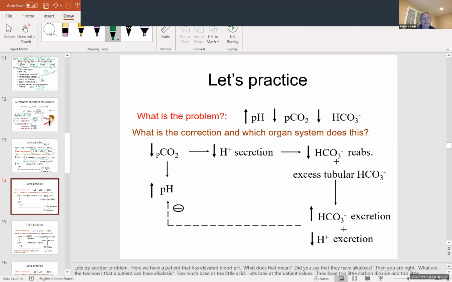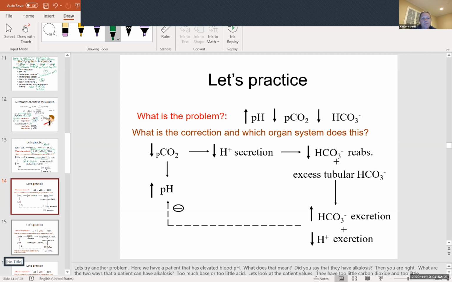Here's another one. Alkalosis. By the way, when you're ready to come back, slides 13, 14, 15, and 16 are transcribed. And I actually talk through all of this and I tell you about the compensation, okay? So I've written it all out, but we're doing it now live. The transcript is like a safety net.